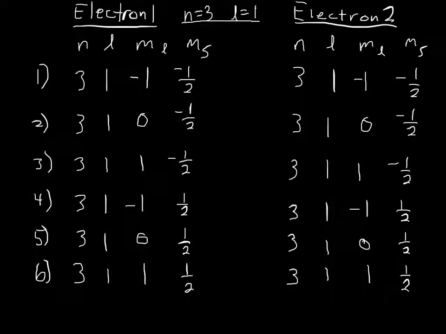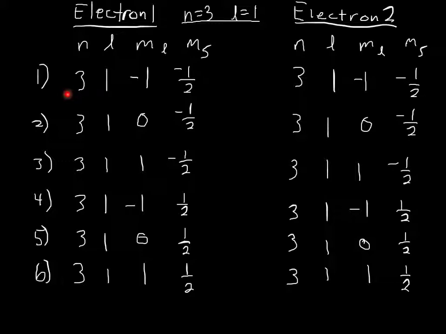So this question asks us how to solve for combining two electrons for the n equals 3, L equals 1 state. So what I've done is I've written down all the different quantum number combinations you can have for n equals 3 and L equals 1. So let's talk about electron number 1.